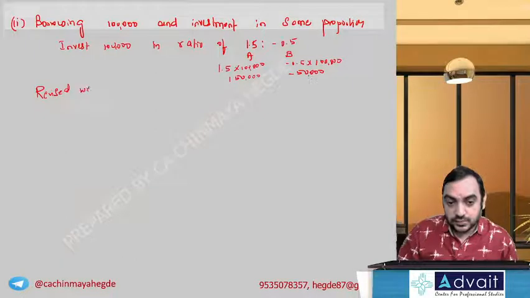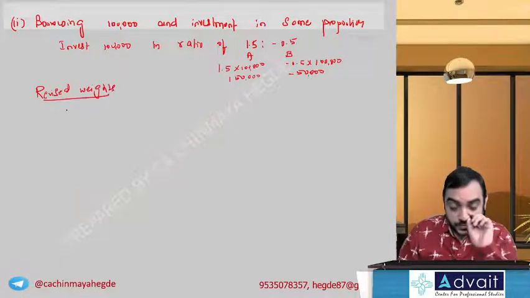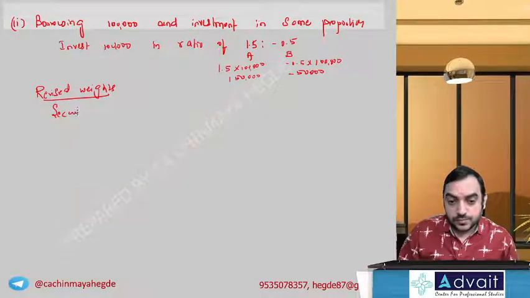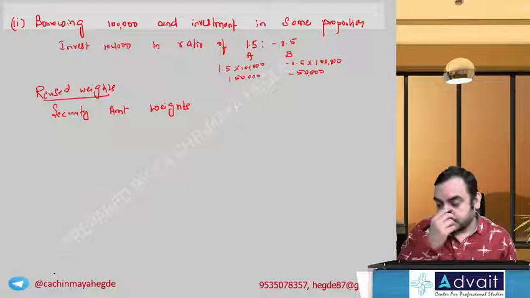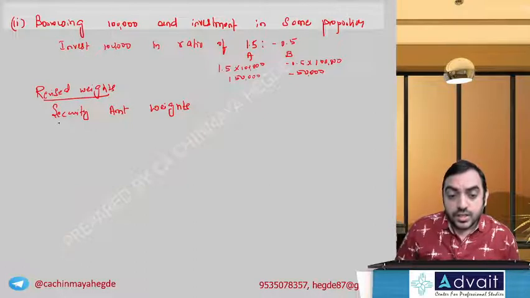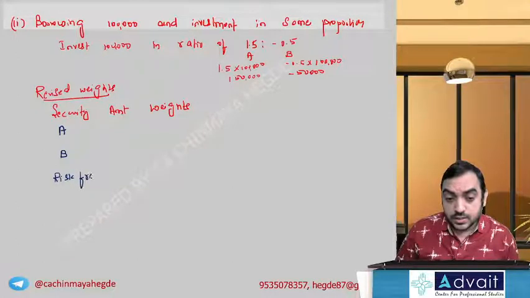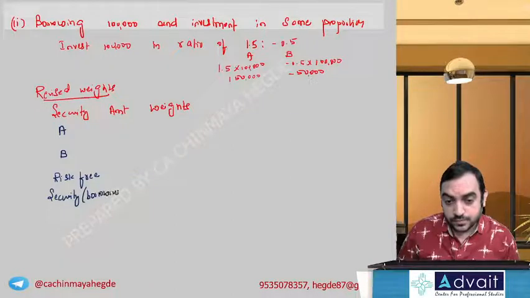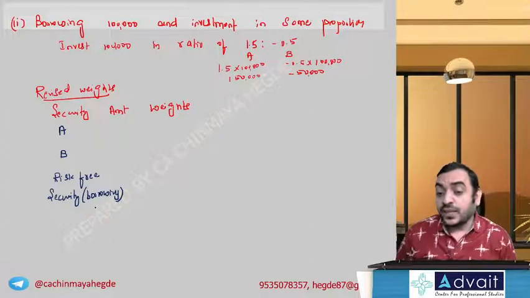Revised weights. Security, amount, weights. Now, we are having security A, security B, and we are also having a risk-free security now because you are borrowing. Risk-free security, you are borrowing. This is the borrowing in money, not the borrowing in shares.